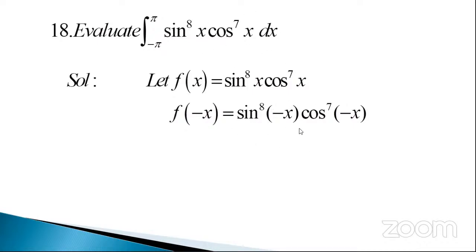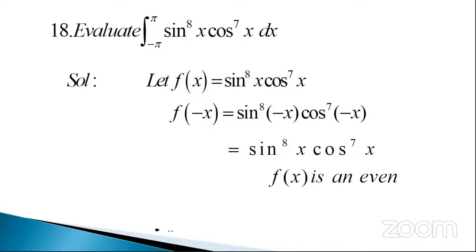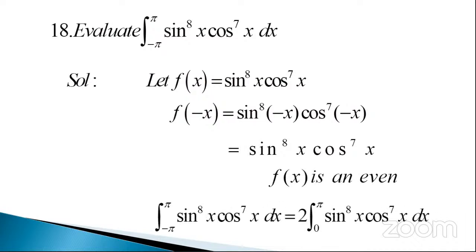f of minus x is equal to... it is an even function. Why? Because sine of minus x is equal to minus sine x, and sine to the power of 8 is there, so it becomes positive. Cos of minus x is always cos x. That's why it is an even function.